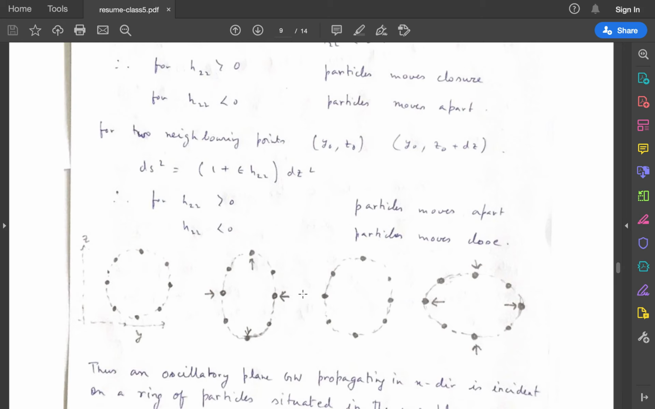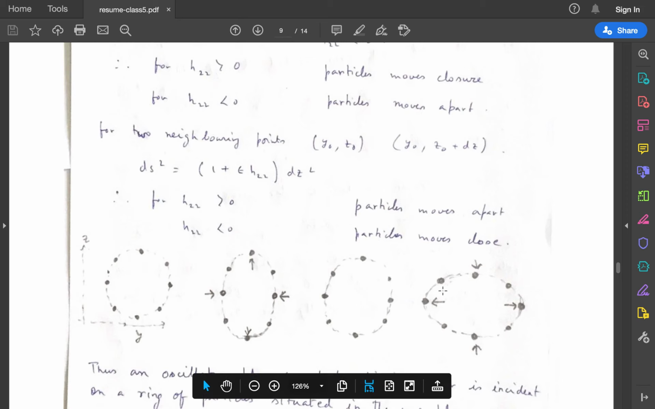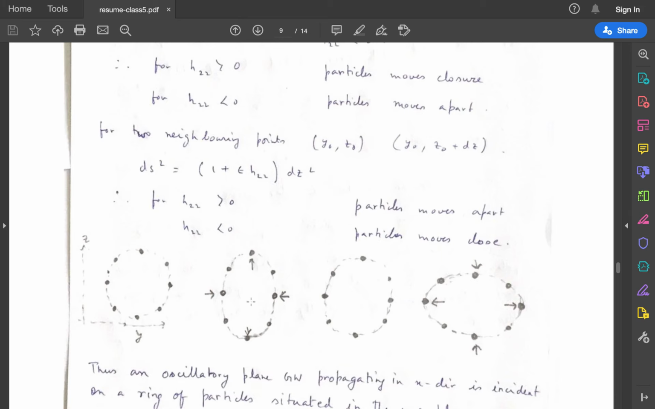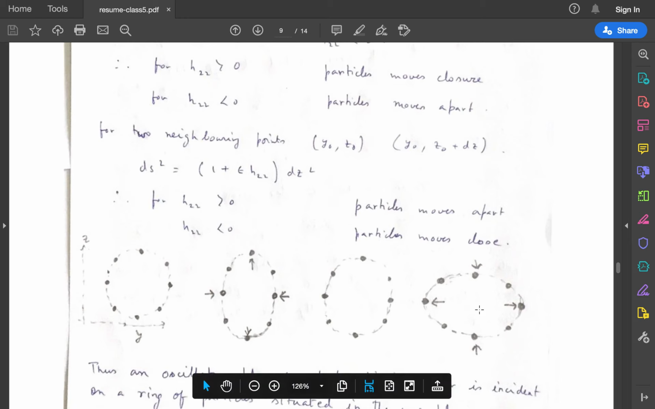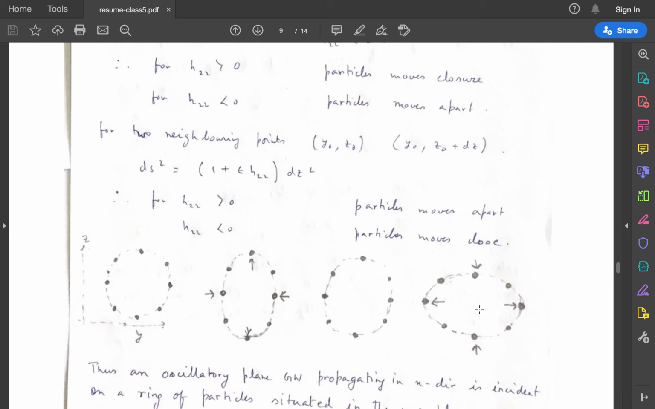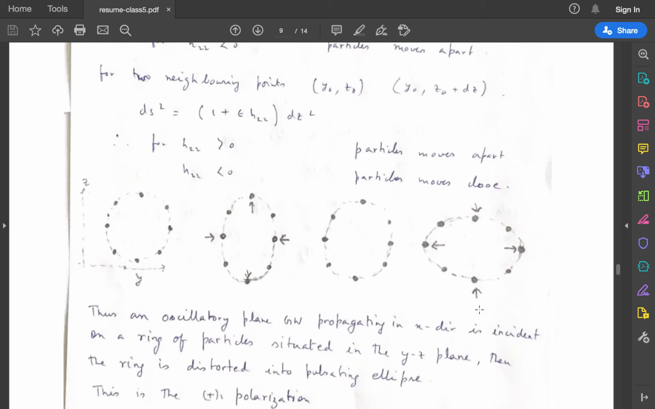Then when h22 becomes 0, it again becomes a circle, and when h22 becomes less than 0, the z components come closer and the y components move apart. So this is like a wave-like pattern, but a standing wave-like pattern. A circle forms an ellipse, then again a circle, and an ellipse in the opposite direction. This is this type of motion.